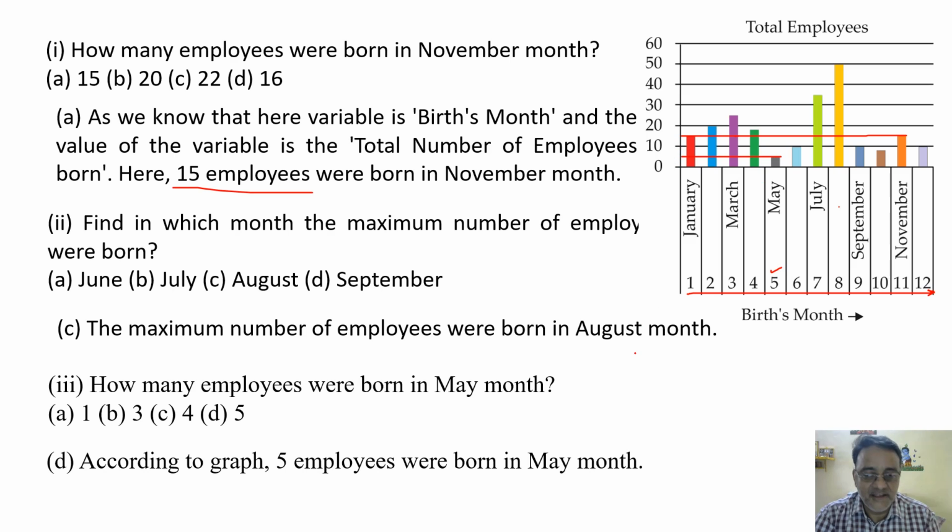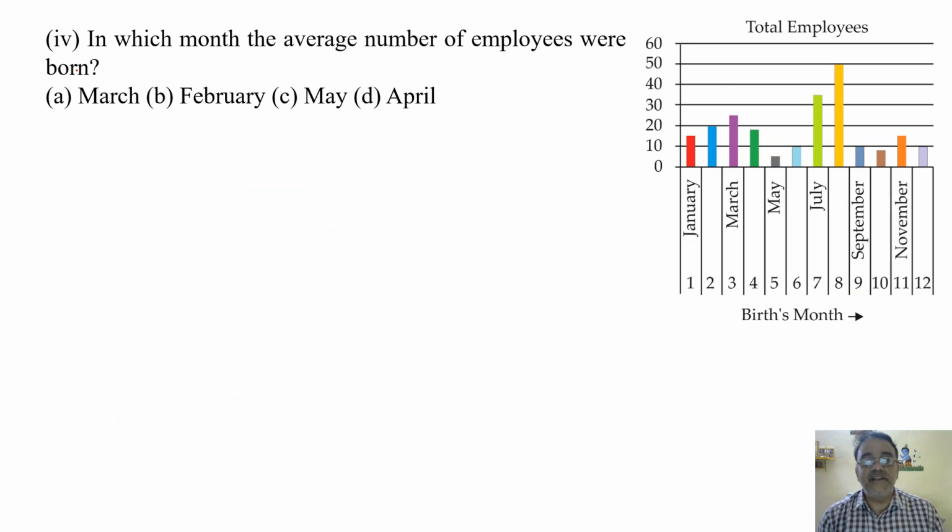5, right. So the correct option is option D. इसका अगस्त था और इसका 15 था, right. So now we are moving toward the fourth question. In which month the average number of employees were born?